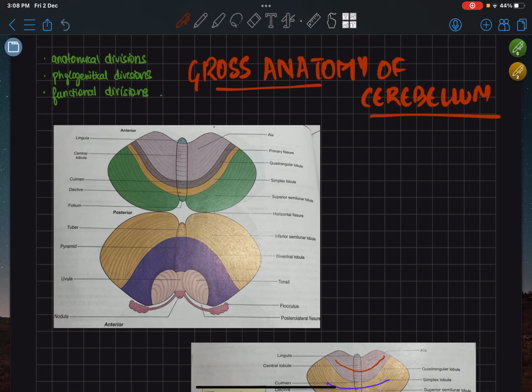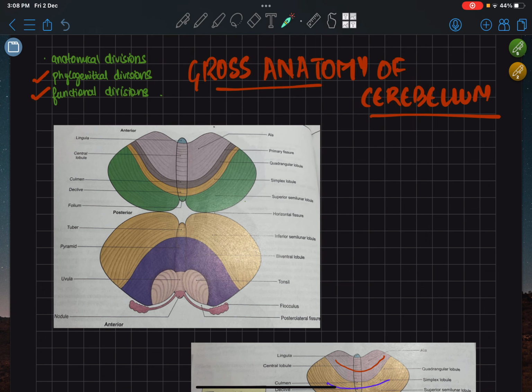So I was doing cerebellum from physiology and I realized its anatomy is equally important to understand the physiology, and also cerebellum on its own in anatomy is a very important topic. So I'm going to make a very short video talking about the gross anatomy, but apart from that, even the phylogenetical and the functional divisions. So I think we should get started with that.